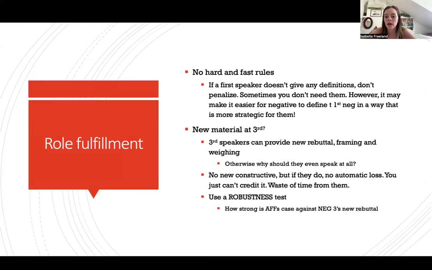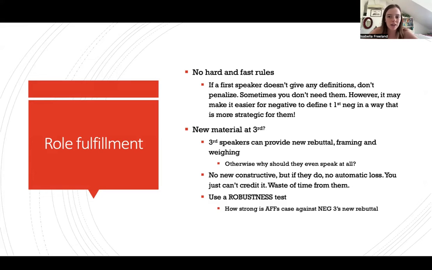Similarly, in terms of new material at third, this is a rule as opposed to a piece of guidance, which is that you cannot, at third speaker, provide new material. So you can't provide new constructive, but it's not an automatic loss. The rule is no new substantive, but even if they do that, you just discount the substantive, but you can't penalize them for doing the wrong thing, because they've made a mistake. So it's just a waste of time. They'll kind of penalize themselves by spending time on new material that you can't count, but it's not an automatic loss. Obviously, though, third speakers can provide new rebuttal, new framing, and new weighing.